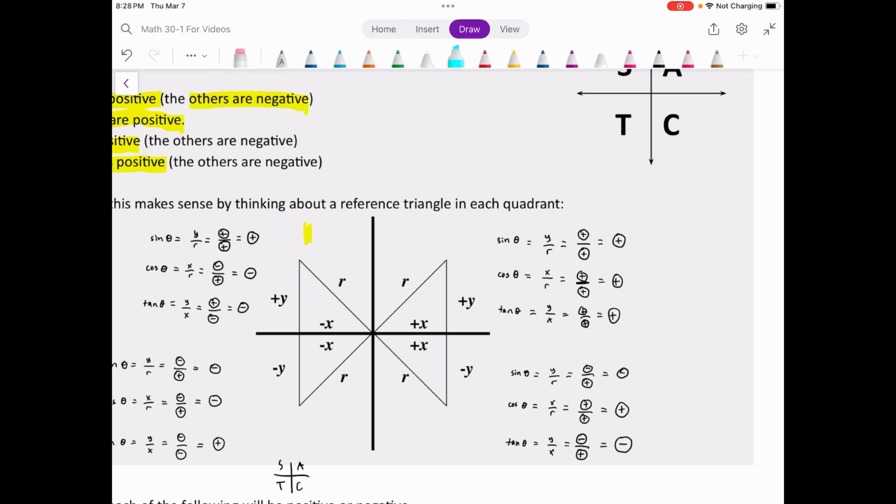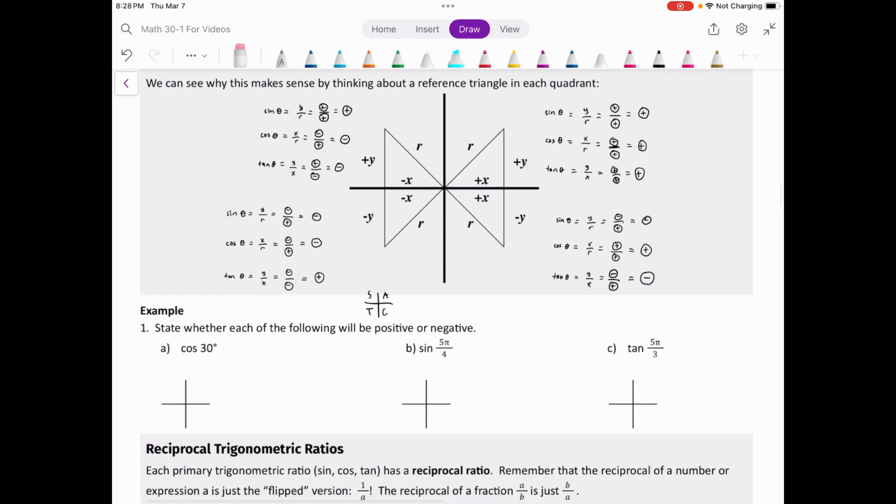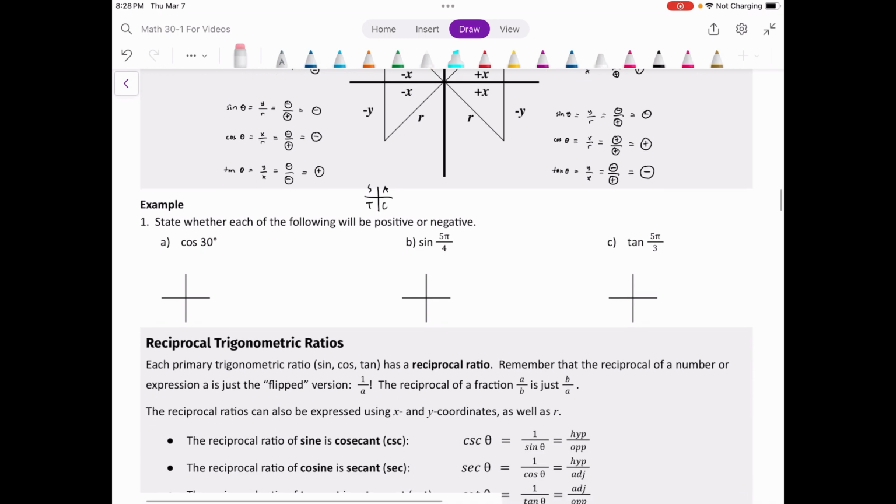So truth be told, we usually just reference CAST because we can't draw these all out every single time and think about them. But it's important to understand them because, as always in math, it's better to understand than to memorize. And when you memorize, if you forget, you're out of luck, right? If you understand, you can always just take a couple seconds to think about it and say, oh, okay, I'm in the fourth quadrant, so cos would be positive here. Or my tan ratio that I'm working with should be negative because I'm in the fourth quadrant. All right, let's try out an example reminding ourselves of CAST.